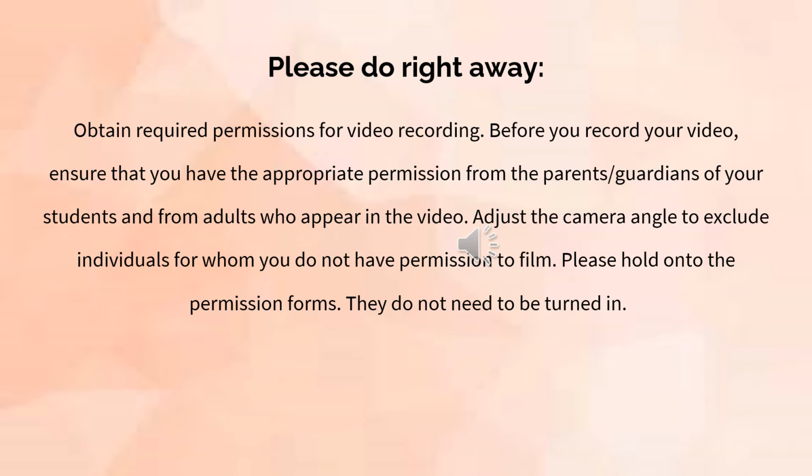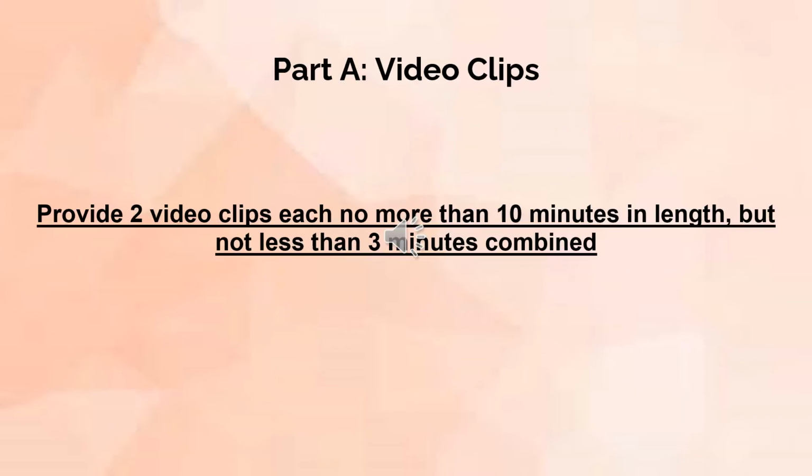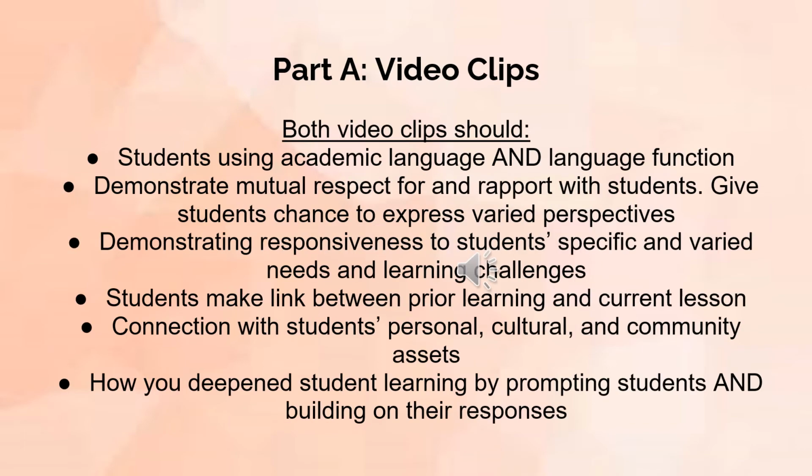For these videos, you want to make sure that you adjust the camera angle if there are any students who did not give you the permission slip, so that we don't see them on camera. They can still be in class, but you can't see them or hear them. You will need to provide 2 video clips. Each one can be no more than 10 minutes each, but they cannot be less than 3 minutes combined. So you want to make sure you don't go over or under that time constraint, or you will be scored as an incomplete.